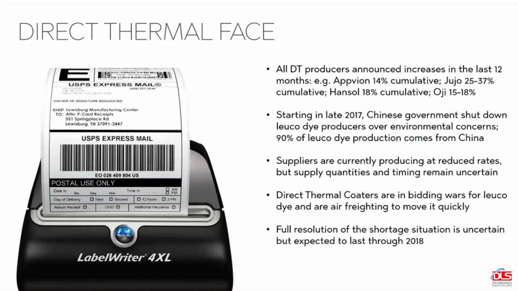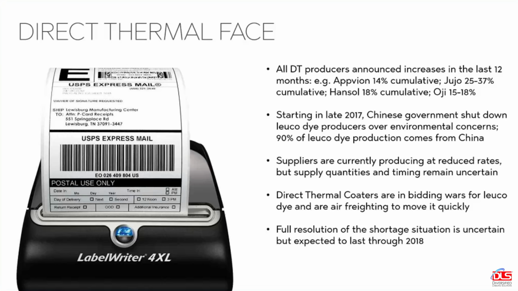Late last year, China started shutting down Luco dye manufacturing plants due to environmental concerns. And if you're not familiar with what Luco dye is, it's the coating that goes onto the paper or film that makes direct thermal. So it makes it heat sensitive and makes it dark there. China actually produces 90% of the world's DT coatings. And one main supplier, Connect Chemicals, is only currently supplying about 10% of what they normally produce. They alone were responsible for about 60% of the world's DT coatings. So that's pretty impressive. Other suppliers are now working at reduced rates, but supply and timing can be uncertain.